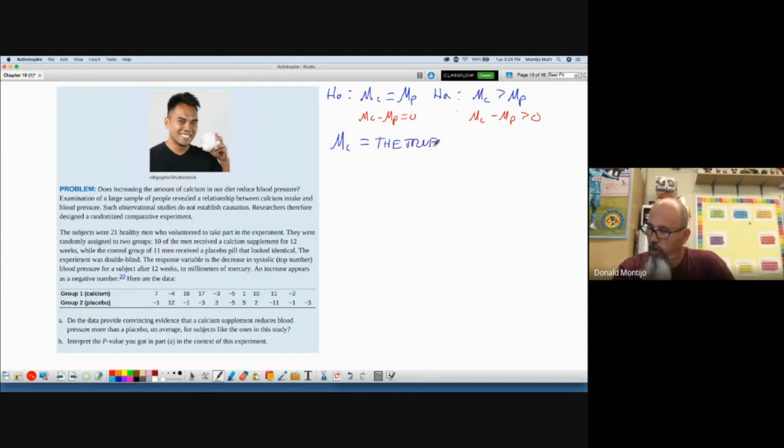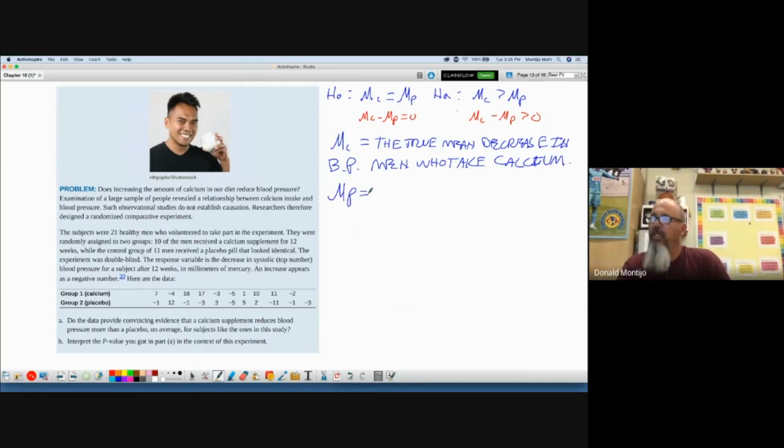Okay, the true mean decrease in blood pressure for who? Men who take calcium. What is mu sub p? The true mean decrease in blood pressure for men who took the placebo.